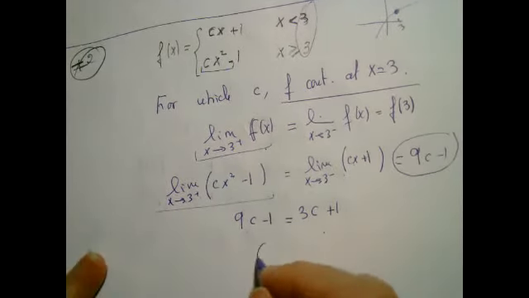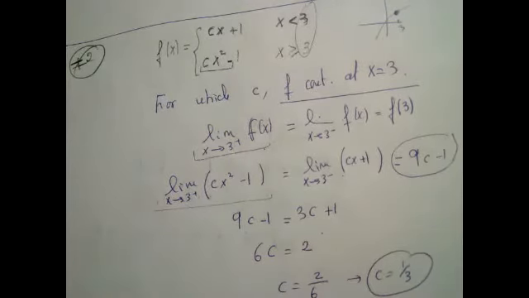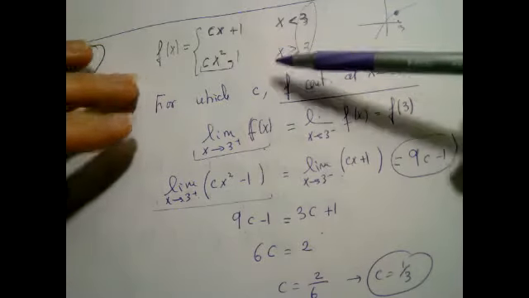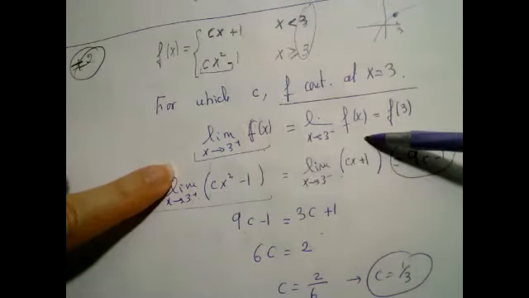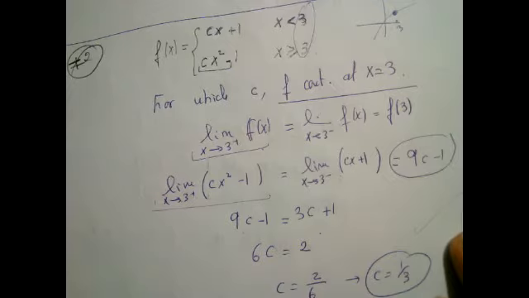So 9c, that's going to give me 6c equal to 2. C equal 2 over 6. It means C equal 1/3. Okay. So the whole idea here is to say, if I want this to be continuous, I want the limit from both sides to be equal. I want the limits to be equal. I set them equal to each other, and then I proceed and get C equal to 1/3. All right. Any questions about that problem? Okay. I move on to your other questions.